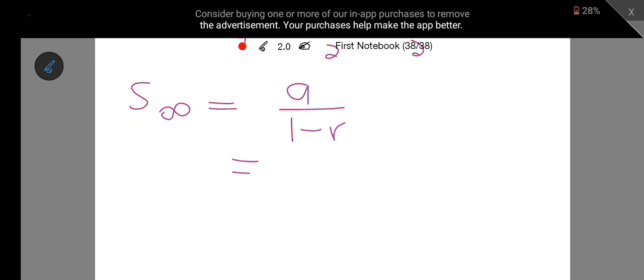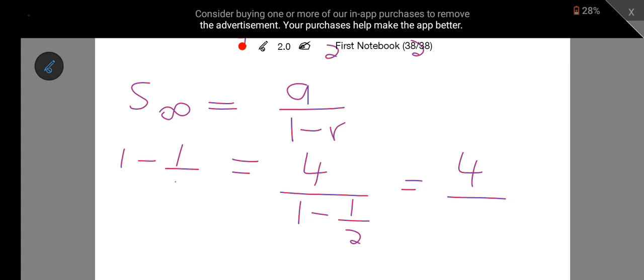So the value of A is 4, divided by 1 minus 1 over 2. And here we end up having 4 over what is 1 minus 1 over 2? It's 0.5, which is 1 over 2. So 1 minus 1 over 2 is 1 over 2. And 4 divided by a half gives us 8. This means that the sum to infinity in this case is equal to 8.